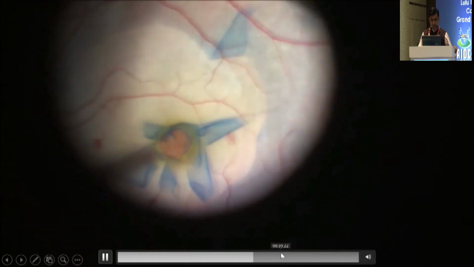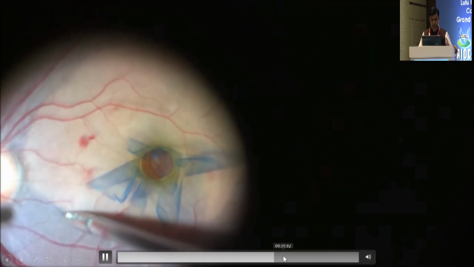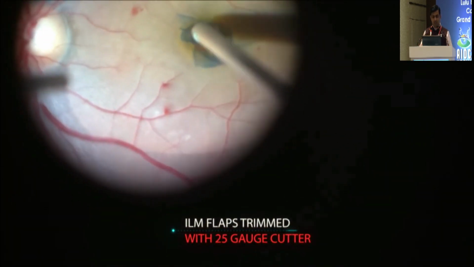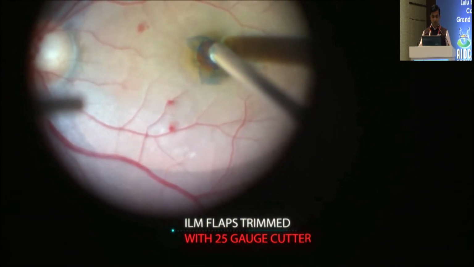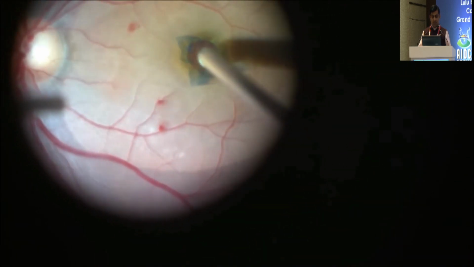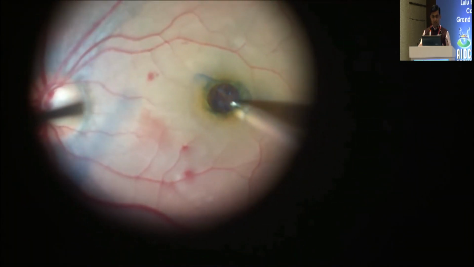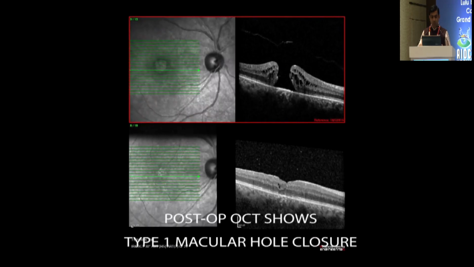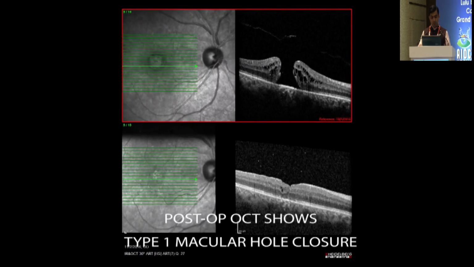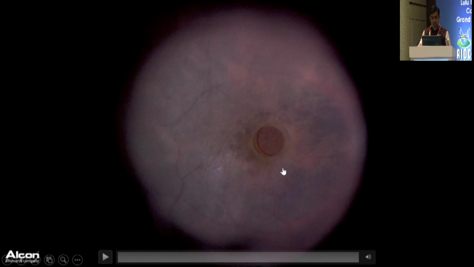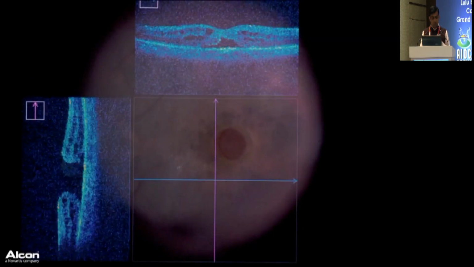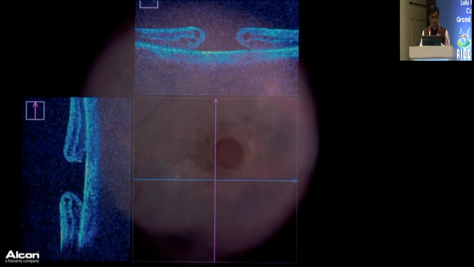I'm now showing it. Once cutting it, I thought the flaps were a little larger, so I thought of trimming the flaps with the help of low suction and a 25 gauge cut rate. Now you can see I trimmed most of it, and I have now stopped stuffing it inside the macular hole. And now you can see this patient improved post-op. OCT shows type 1 macular hole closure. So this is what we've been using now. We have done around 120 cases of these, and it's now due for publication. It's in the review process.